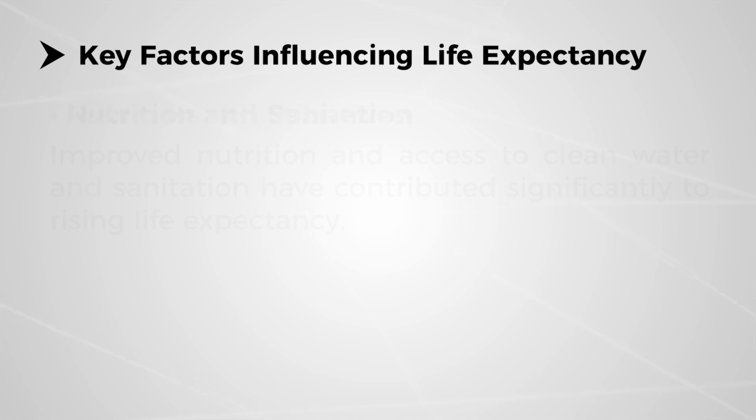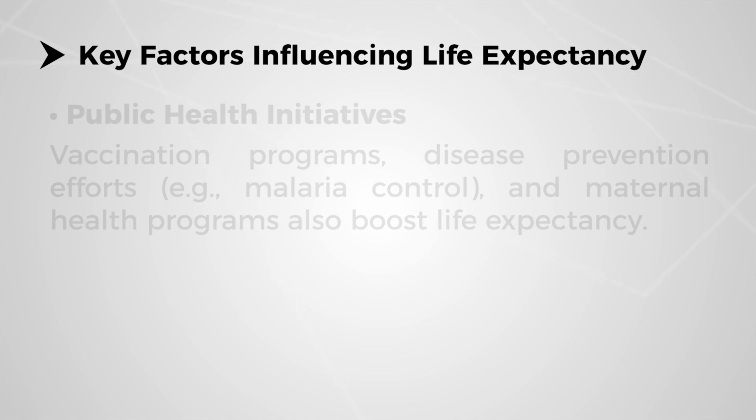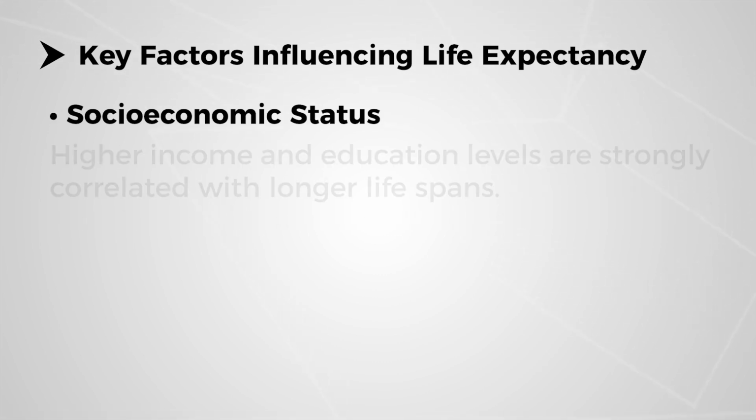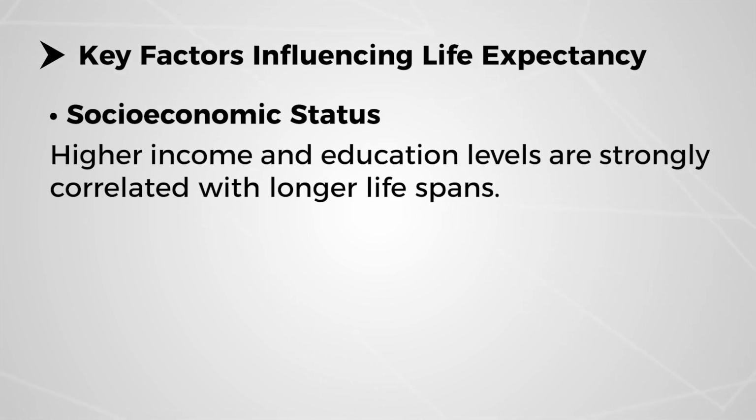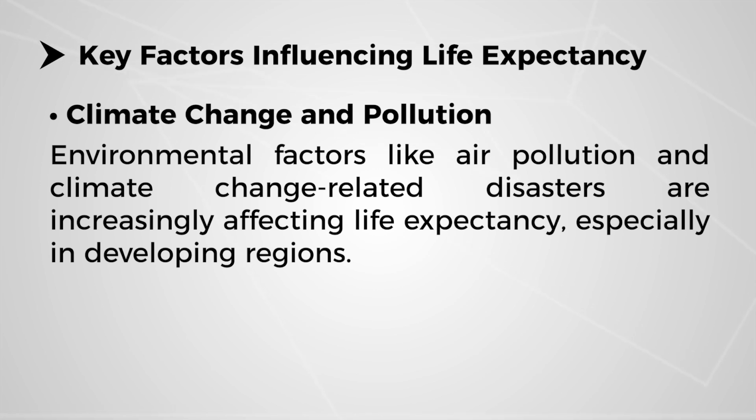Then we have public health initiatives, for example vaccination programs and disease prevention efforts such as malaria control, and also maternal health programs, which boost life expectancy at different levels in different regions. Then socio-economic status: higher income and educational level are strongly correlated with longer lifespans. Then climate change and pollution: environmental factors like air pollution and climate change related disasters are increasingly affecting life expectancy, especially in developing regions. So, what are the future projections?